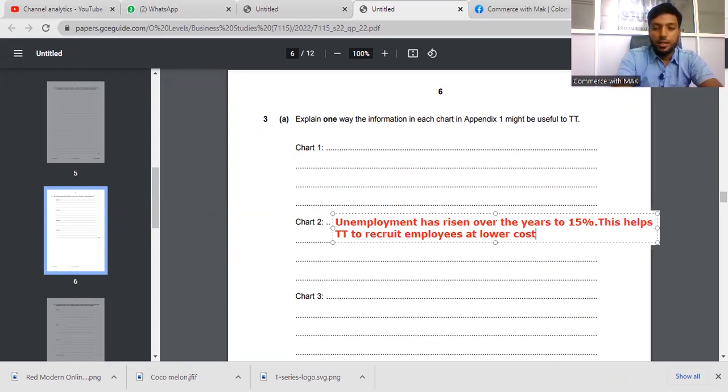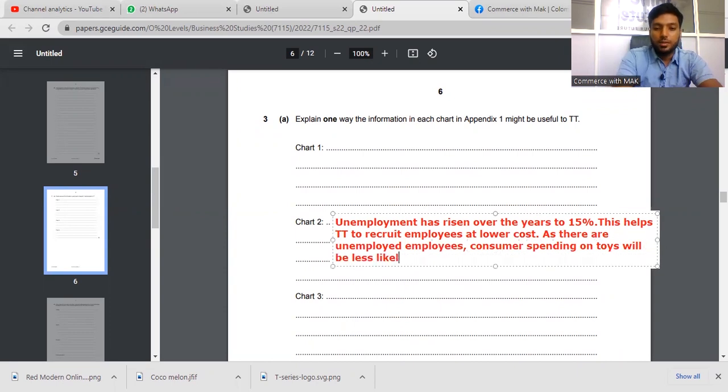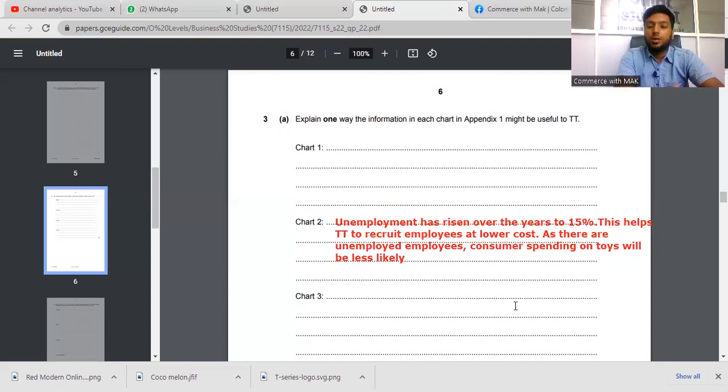So you can also say, as there are unemployed employees, consumer spending on toys will be less likely. So they might not spend because they are having a very low income. So consumers will be thinking twice. Do I need to purchase? Do I not have enough income? So is it good to go ahead and purchase the product or not?